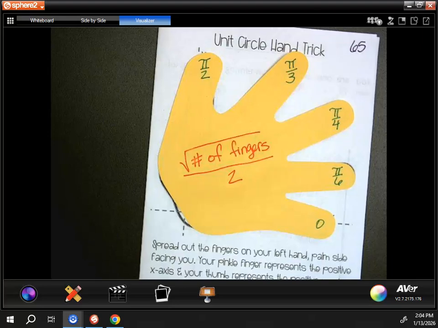Now, about 2 weeks after we do this, it never fails. I always have one, maybe more than one person that goes, yeah, I never really got the hand trick. Well, that's on you, because I'm willing to re-explain it 1,000 times, and you need to ask questions, because this is going to be one of the most important things you do so that you remember this for the rest of your life. Okay? Because it's going to make everything really easy.